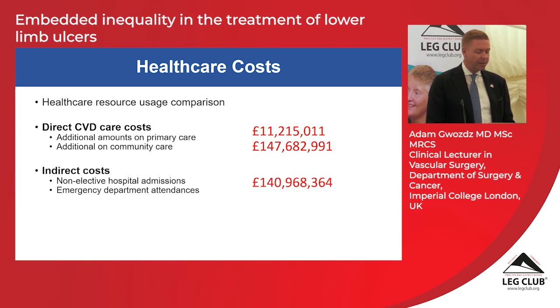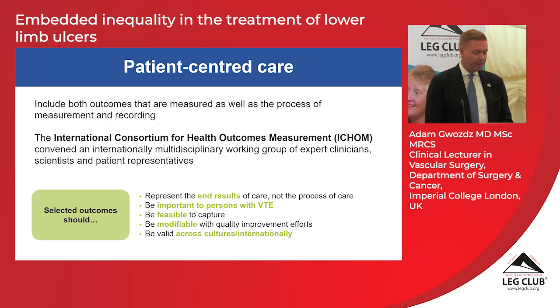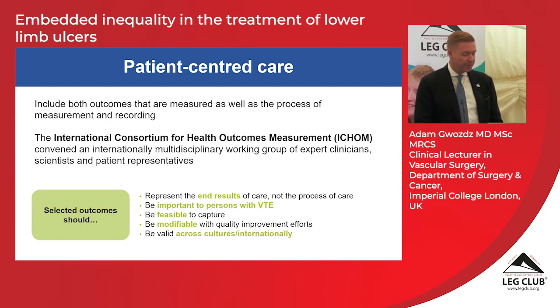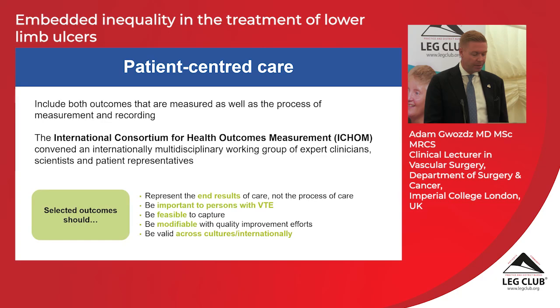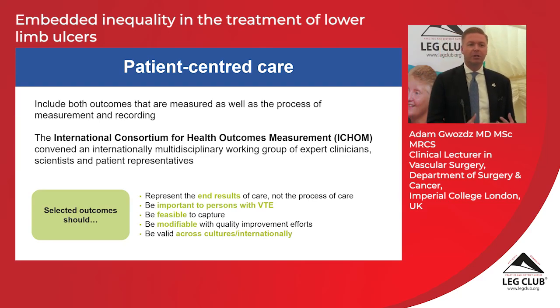This again has to do with northwest of England in particular. But if you look at the direct chronic venous disease care, so the additional amounts that are associated with primary care, the huge additional amount that's associated with community care, the indirect costs, sort of non-elective admissions into hospital, A&E admissions, procedures and outpatient appointments, so additional amount that's required. It's a stark amount of money in unplanned care. So that was my attempt to try to show some new data in this area based on our own national hospital statistics.